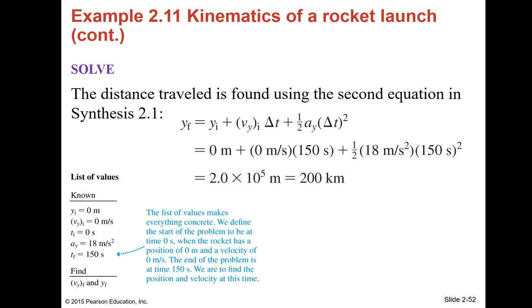The distance traveled then would be using this given kinematics equation right here. We know we're on the ground, so we don't have to worry about our initial position. Our initial velocity is 0 as well. Then we have this acceleration of 18 meters per second squared, and we know our time is 150 seconds. So really our distance, in this case, is just going to be 1/2 times our acceleration times our time squared. So then our total distance that it travels is 200 kilometers, 200,000 meters.